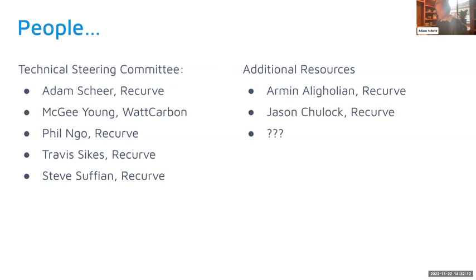So a lot of these folks are people I think that are familiar to most folks here, and several have been involved with CalTrack in the past. So there's me, you know me at this point, McGee Young, who is heavily involved in CalTrack 1.0 and 2.0. We're really happy to have him back here, and we'll be definitely using some of his wisdom and expertise in this whole process. Phil, who you just met, if you haven't met him before. Travis, same thing, and Steve Sufian. And then additional resources.